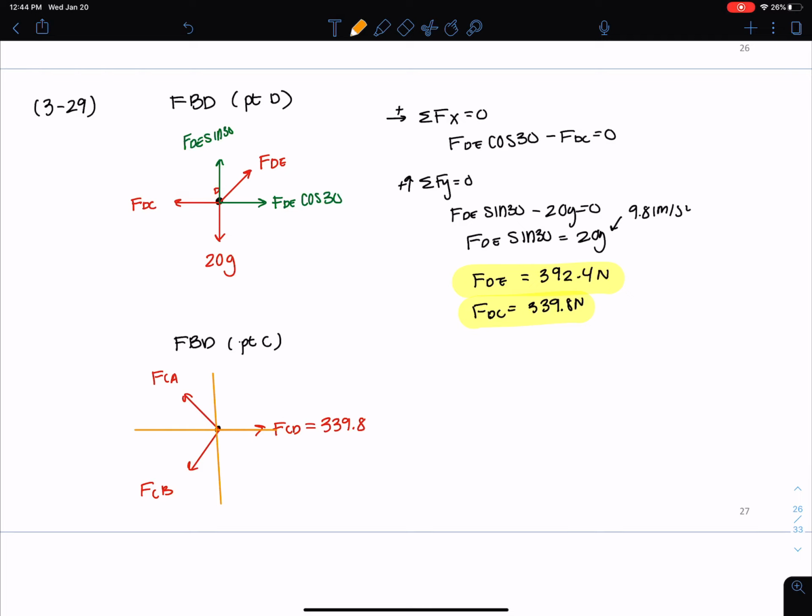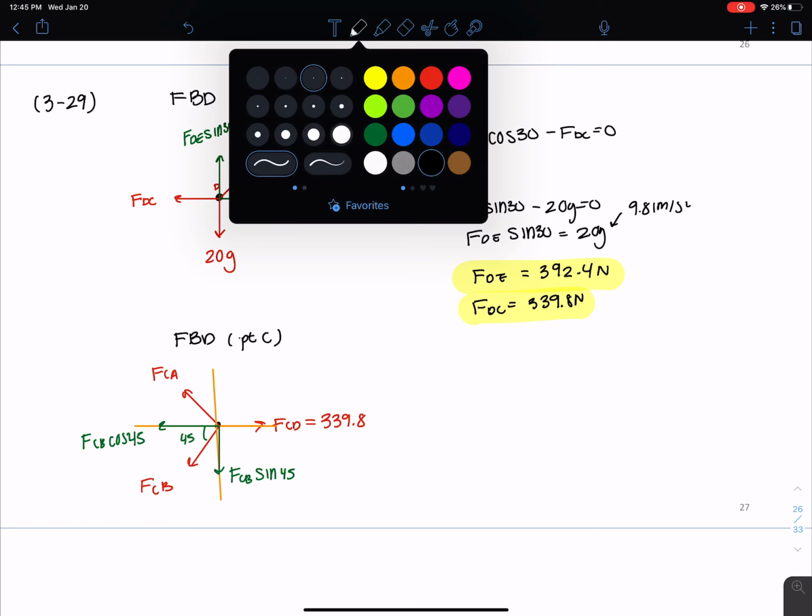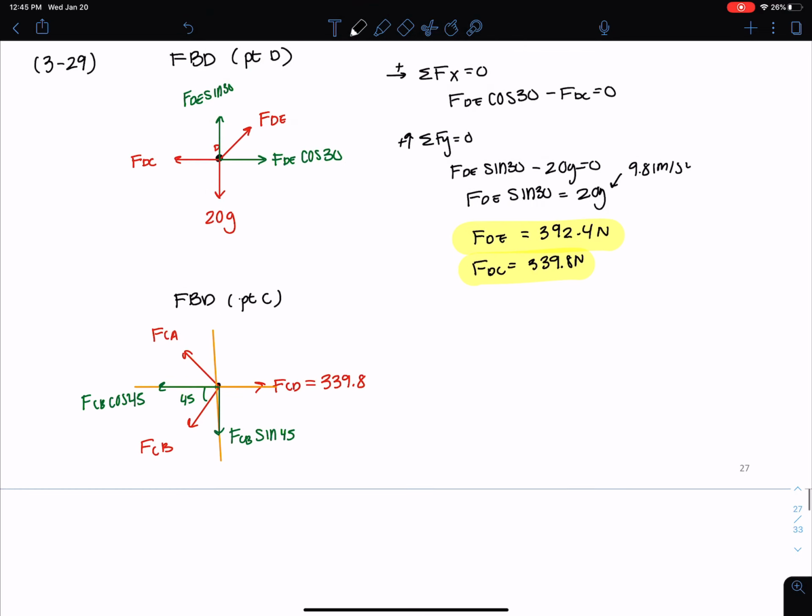Okay, now let's put these into components. So I know that this is a 45-degree angle right here, so I can put FCB easily into FCB sine 45, FCB cos 45. And then for FCA, I'm given that it's a 3, 4, 5 triangle, so I'll put those into components when I sum the forces in each direction.